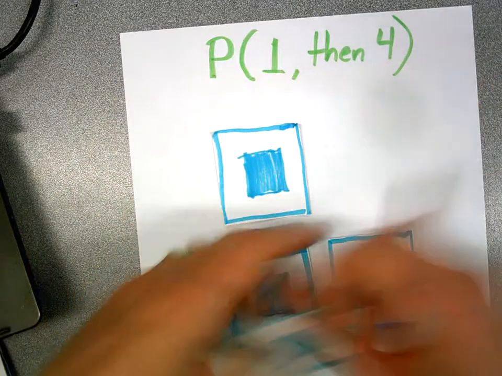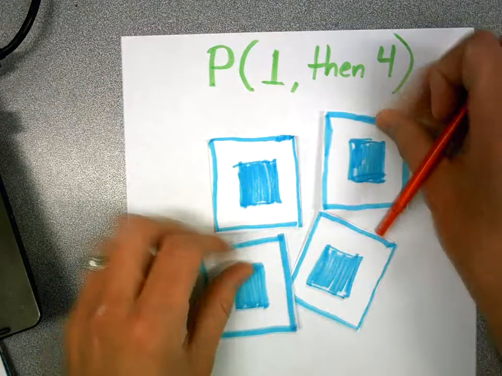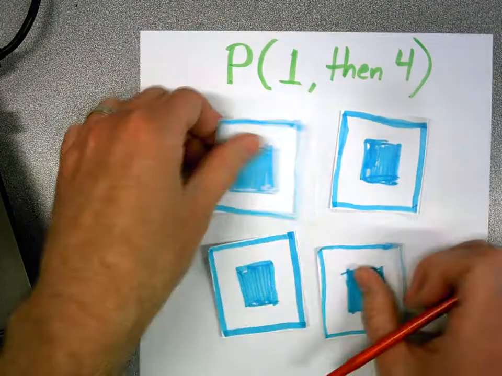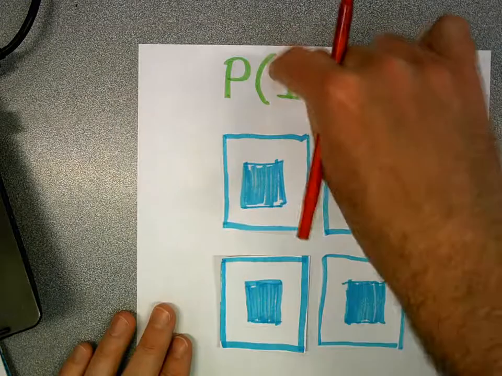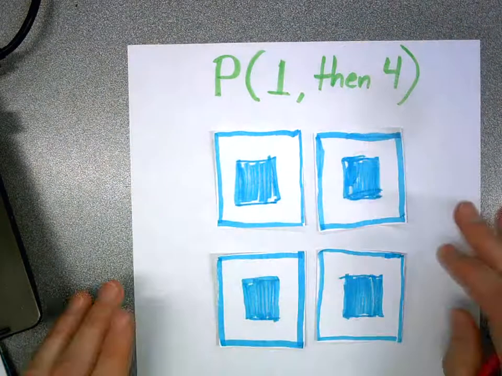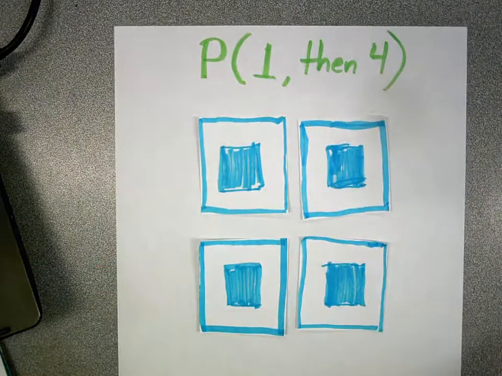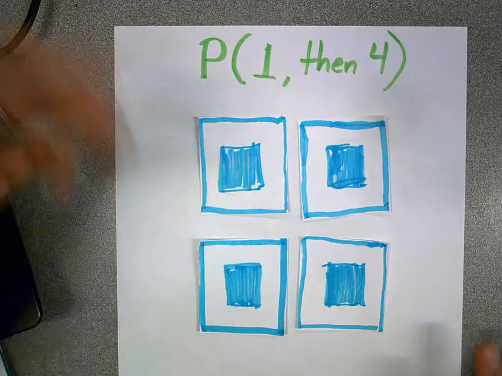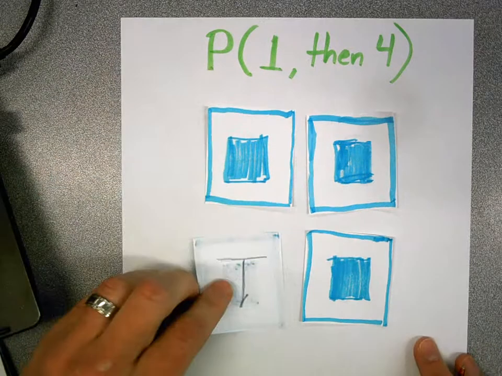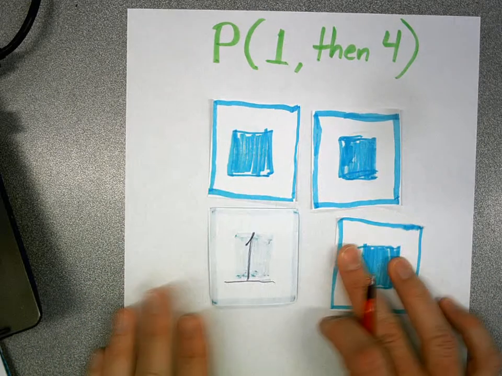Kind of shuffling them around. All right, here we go. Same game, right? We have to choose a 1 and then choose a 4, same cards. I'm going to go ahead and choose 1 to try to get 1. Hey! Chose a 1.